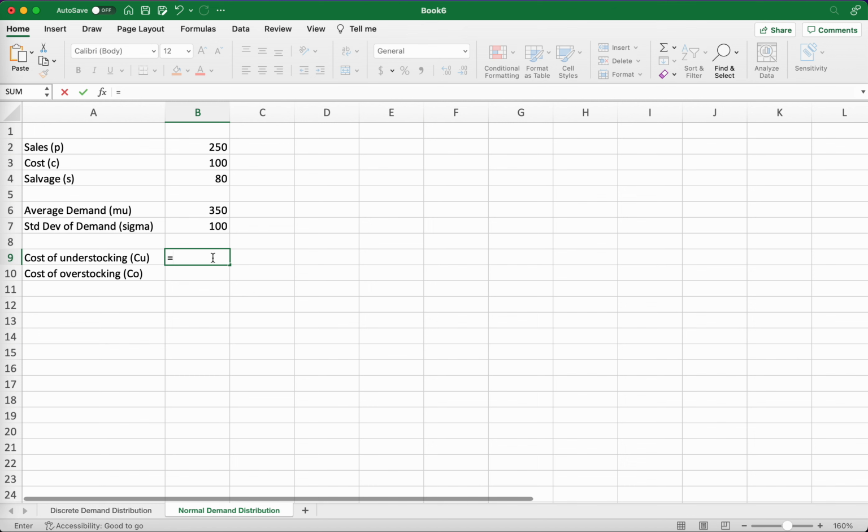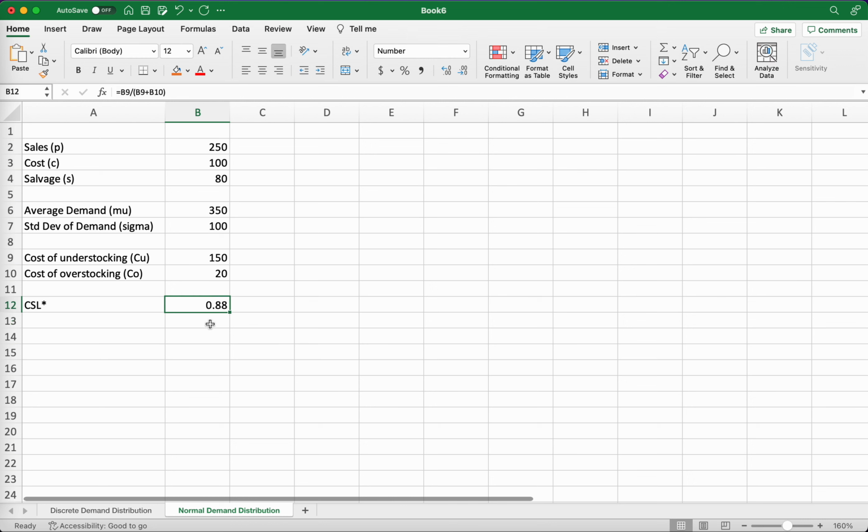Right? So cost of understocking: if you have one fewer item, that means you lost out on a sale. Cost of overstocking will be the loss when you have to salvage it. So that I can calculate the optimal cycle service level, which will be CU divided by CU plus CO.